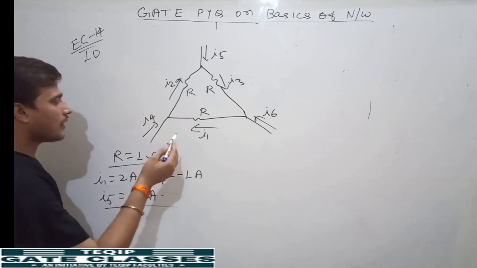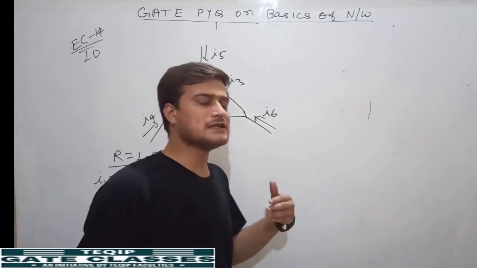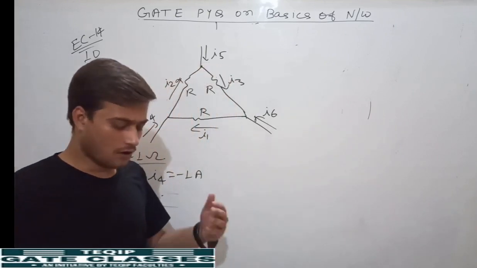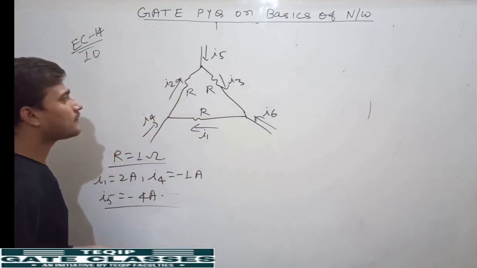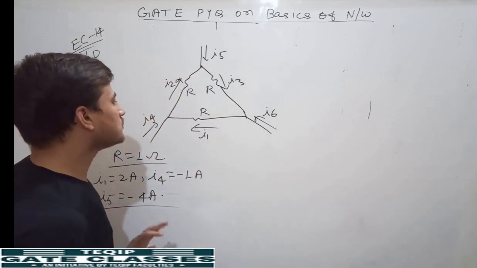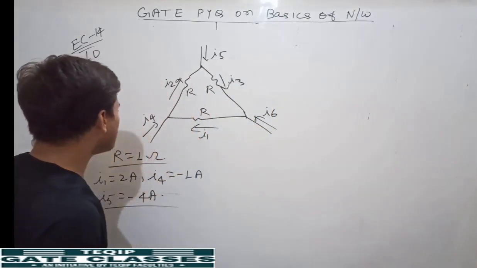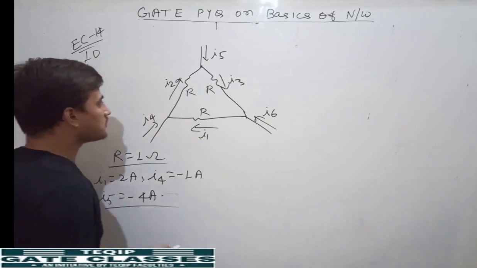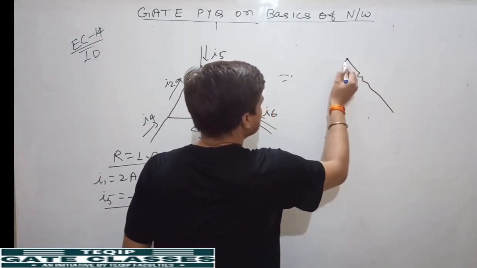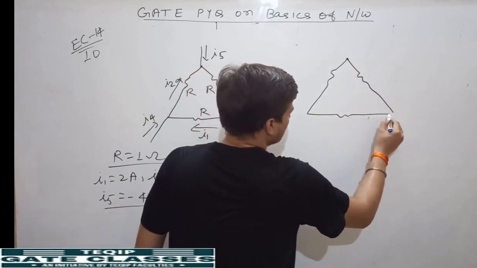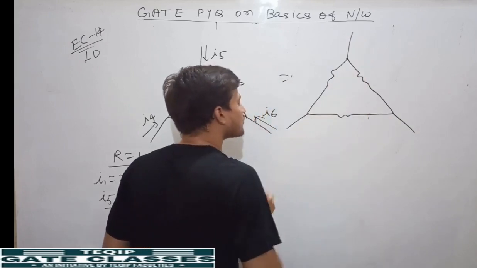Now we have to find the other currents. They are given 4 different options, that I6 will be equal to 5 ampere or I5, some values of I5. So different values of currents are given. You have to choose the correct option. Let us see how to solve. It is given I1 is equal to 2 ampere. Let us redraw the circuit. The best way to solve this type of question is to redraw the circuit.